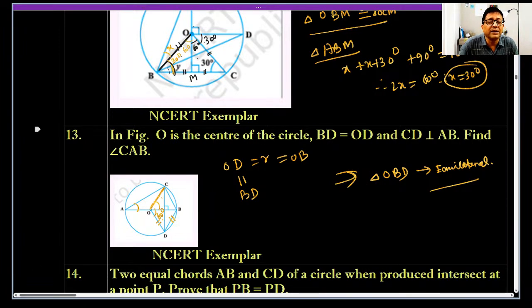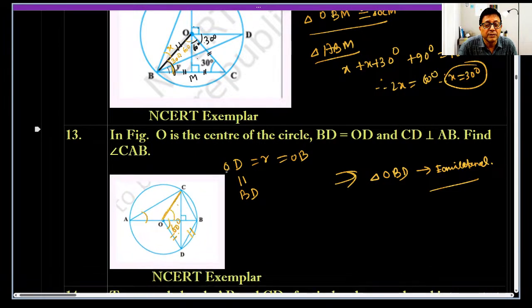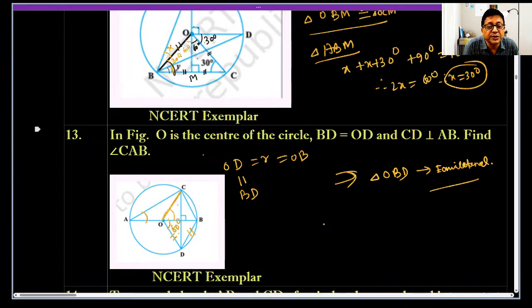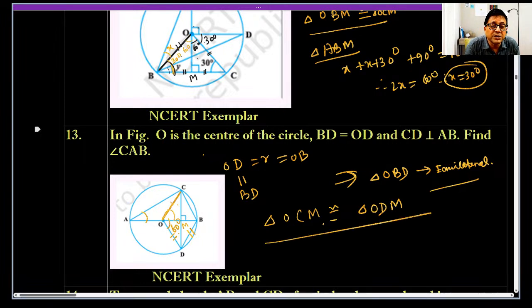Because if you have taken, let me make this diagram a bit bigger. These two are congruent triangles. Triangle OCM congruent with triangle ODM. Why? Because these are radii. This is equal to this. This angle is 90. So vertically opposite, this is also 90. So these two are congruent. OM is common.